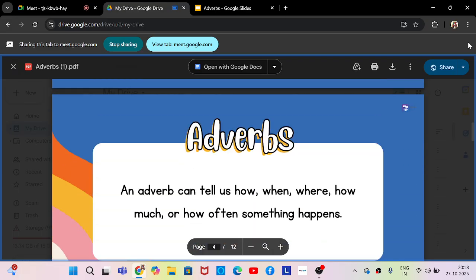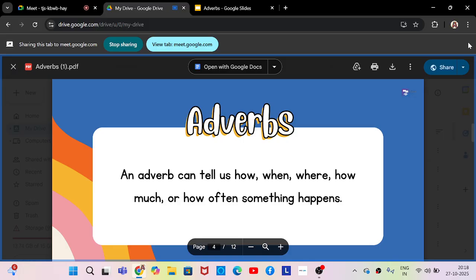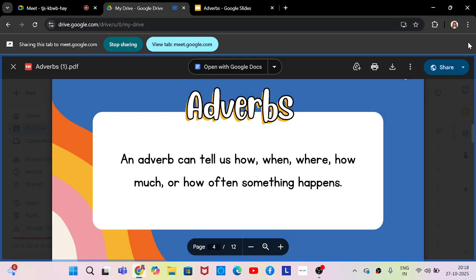Alright, so now we can also see that an adverb can tell us how, when, where, how much and how often something happens. Okay, now let us look at the word how. How is कैसे, right? कैसे हुआ, ये कैसे हुआ, how did it happen? So how का मतलब कैसा या कैसे, right? So now let me give you an example. The man runs fast. So can you identify the verb in this sentence?